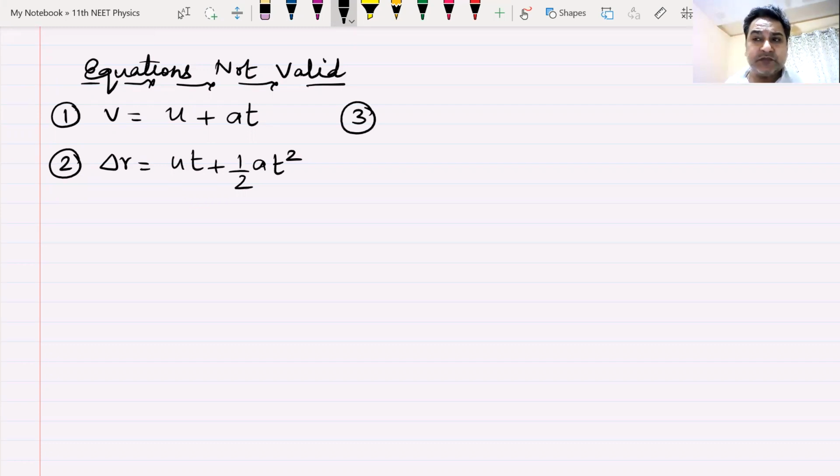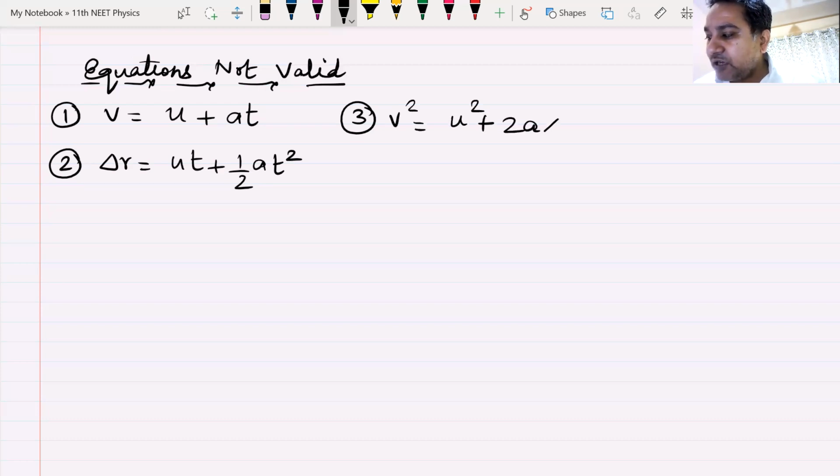Equation number three that we had learned was also only valid for constant acceleration. We are doing a revision of what we have done till now in this chapter. Equation number three: v square is equal to u square plus 2 times a into delta r. If you don't want to use delta r, you can use s. Delta meaning change, r means position vector, change in position vector is my displacement.